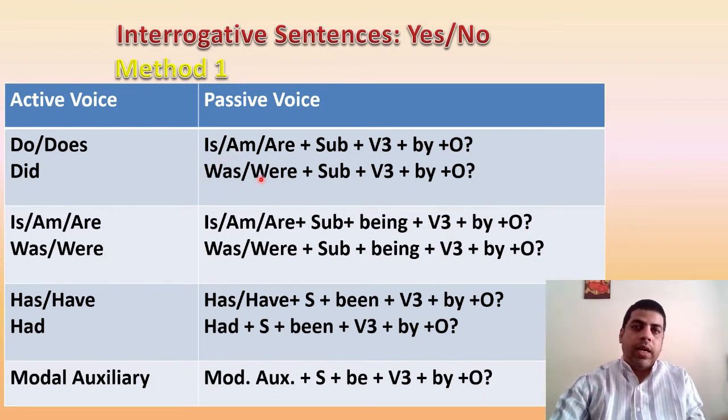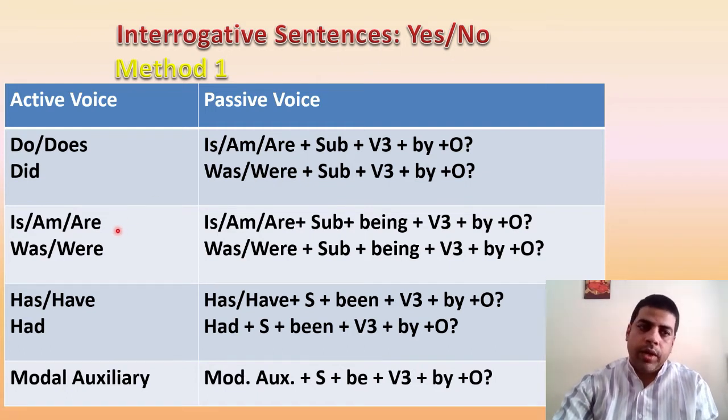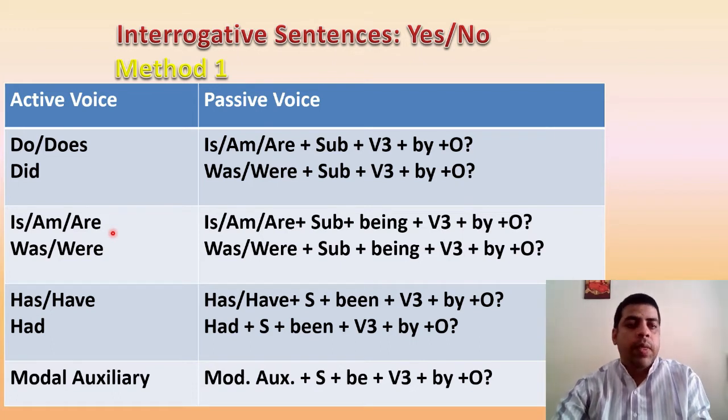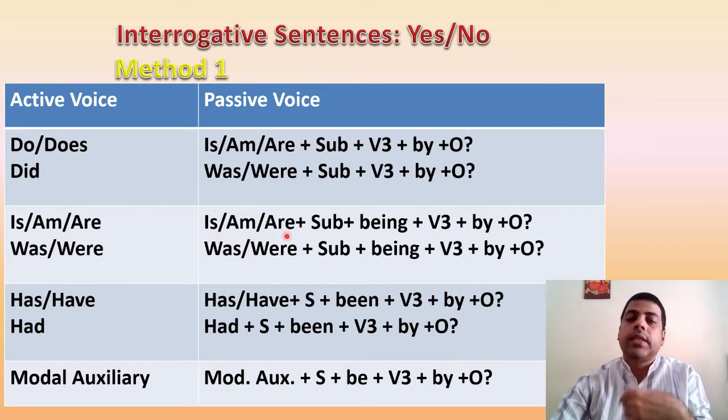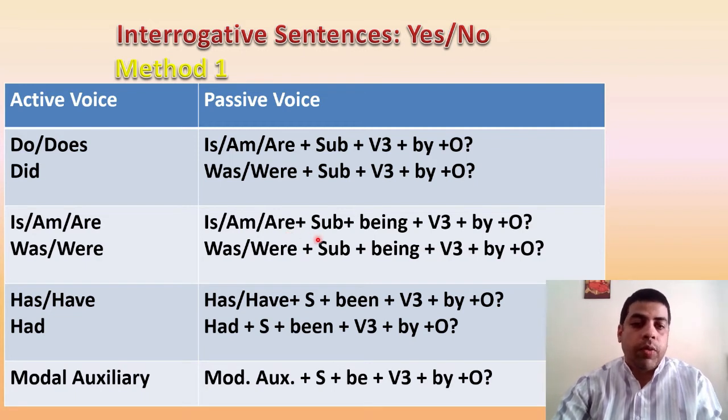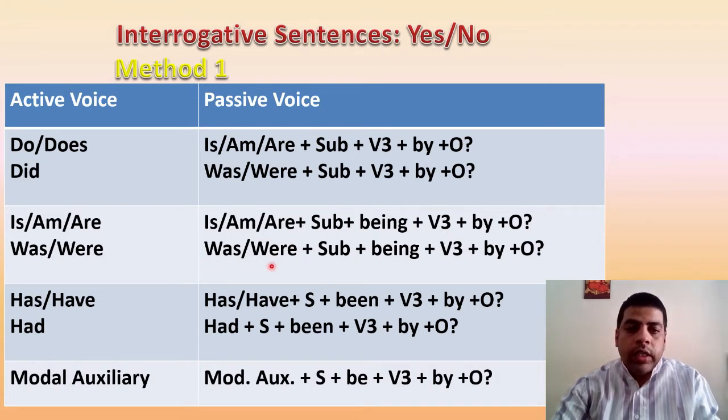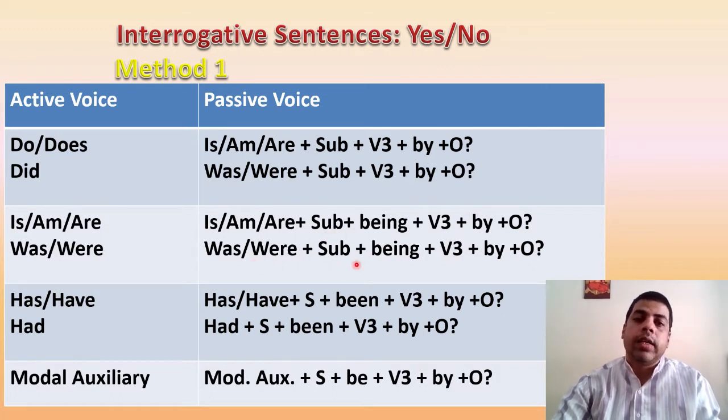Coming to present continuous or past continuous, the question normally begins with is, am, are in present continuous, and with was or were in past continuous. In that case, you begin with the same be form, is, am, are, not exactly the same, depending upon the subject, plus being, plus V3, plus by, plus object. If it is past, you have the option was or were. Out of these two, which one to choose, you will have to concentrate on the subject.